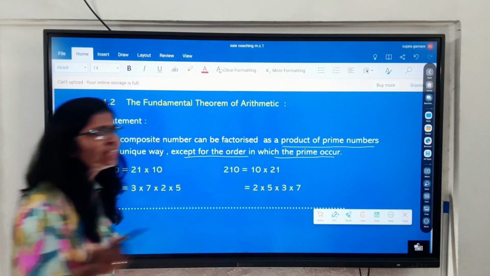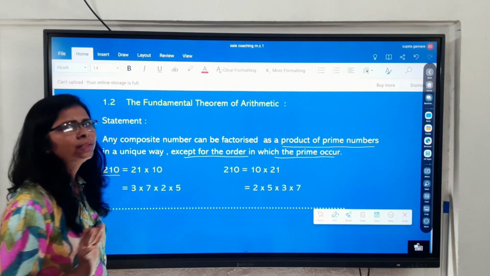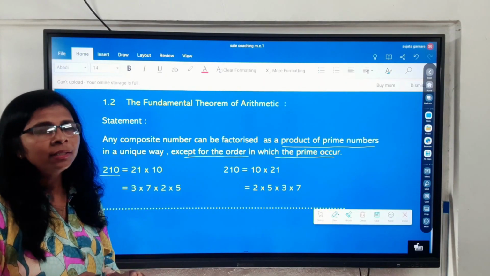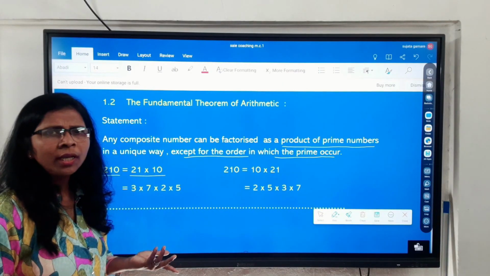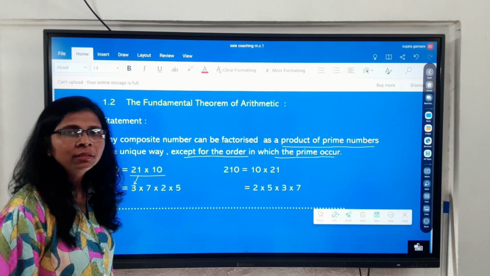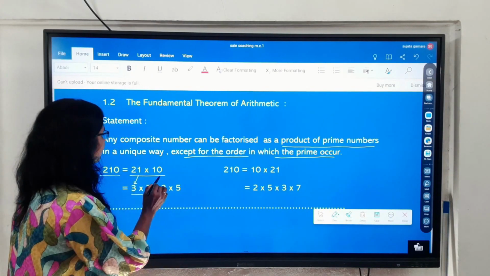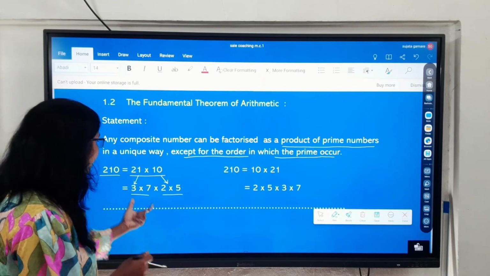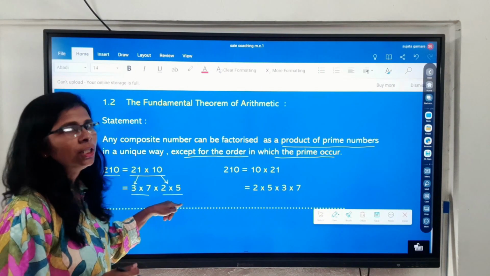So there is a number 210. I factorize this number in a simple way. I know that 210 is divisible, or factorized, as 21 tens are. Okay, a very simple and short way. Then I factorize 21 as 3 sevens are, so 3 multiplied by 7. Now I factorize the 10. So here 2 fives are 10. So the factors of 210 are 3 into 7 into 2 into 5.